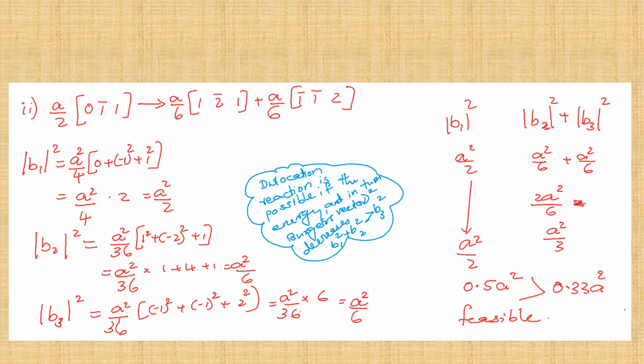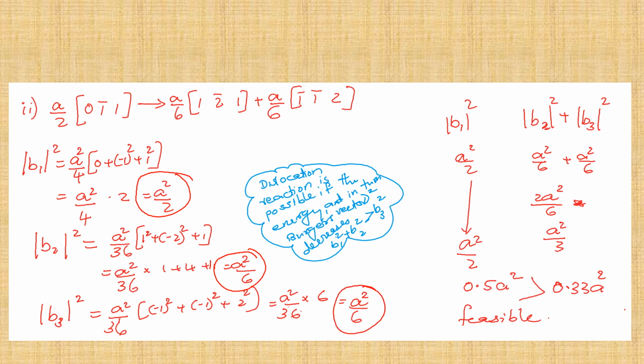Now look at another example: a/2 [0 -1 1] yields a/2 [1 -2 1] plus a/6 [-1 -1 2]. We have to check whether this reaction is feasible or not. The same procedure we adopt here also. The magnitude of b1 square is a square by 4 times 0 plus minus 1 square plus 1 square, which yields a square by 2. b2 square yields a square by 6. And b3 square yields a square by 6.